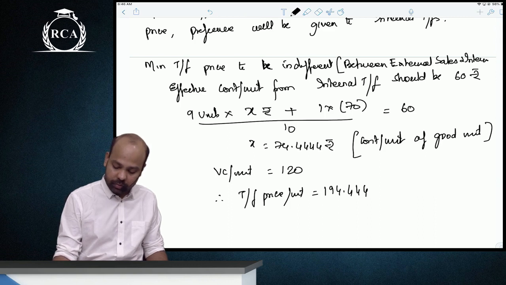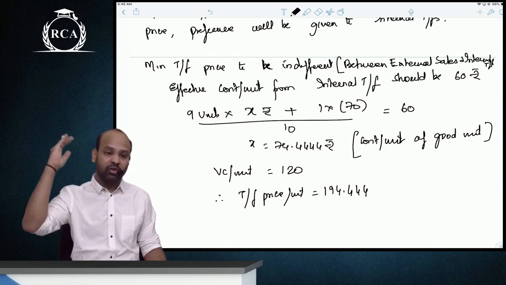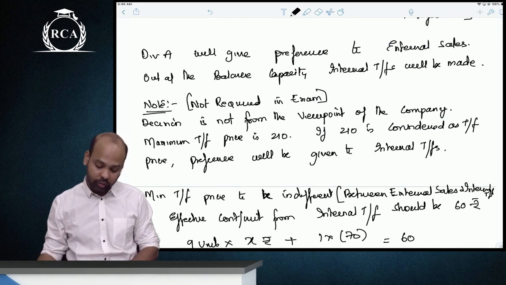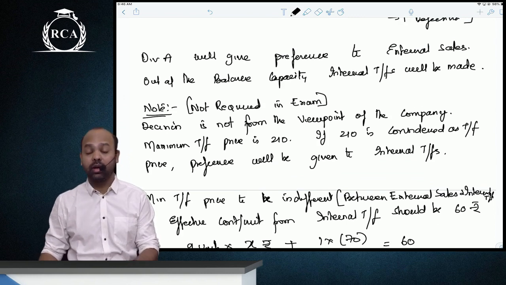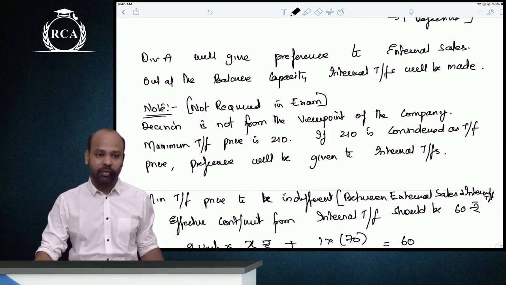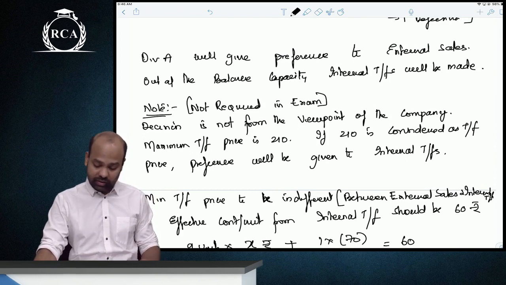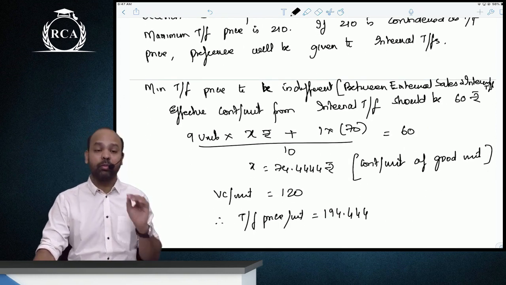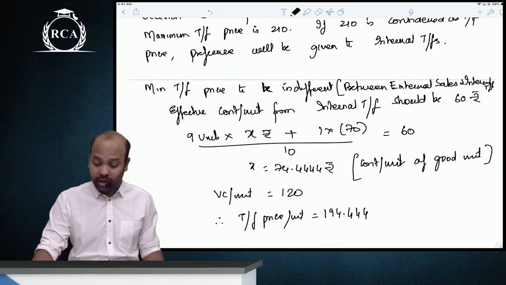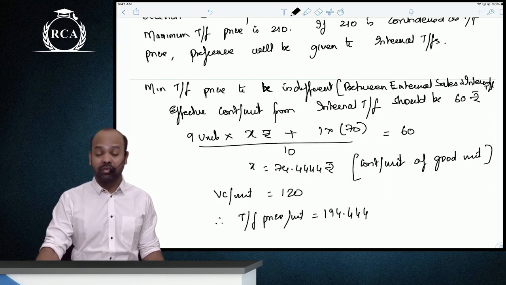Yes or no? But we know guys, the other division is ready to shell out 210 rupees as well. ये लिख लो guys अभी सब लोग, and then we will write the allocation of production capacity. All of this is not required in the exam, this computation of 194.44. They did not ask us, we are just doing it for the purpose of our understanding.